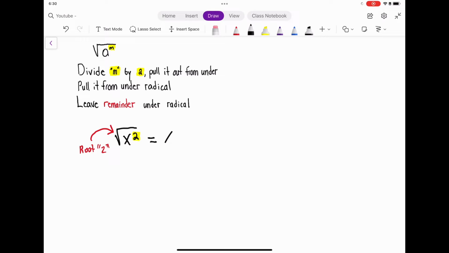And that's because when we write this out, we have radical x times radical x. We want to be able to pull out a pair of x's to count as 1. So when I pull out both of these x's, this just turns out to be x. But let's say we have a higher exponent. So we have radical x to the fourth power.